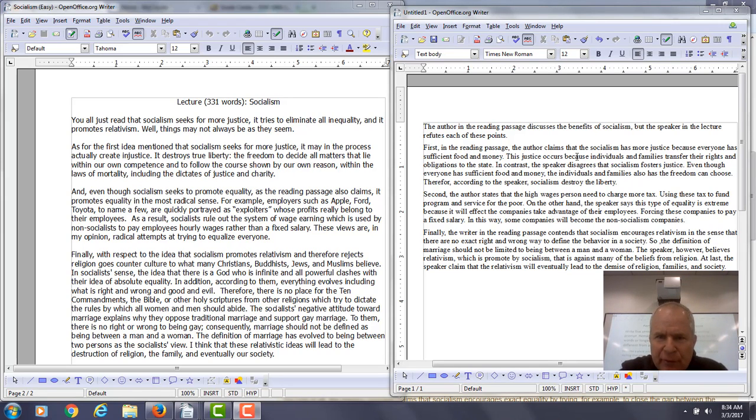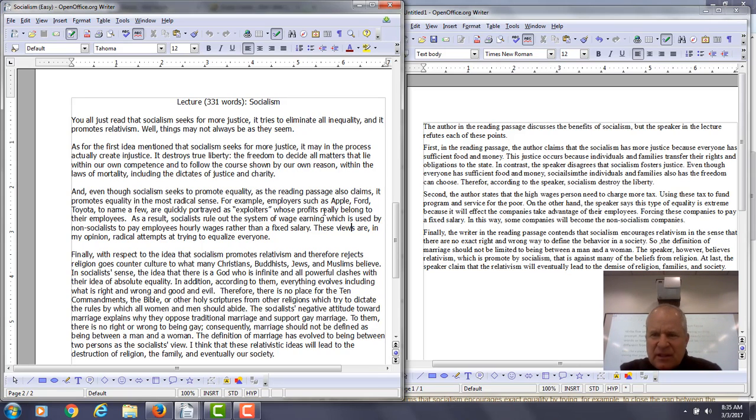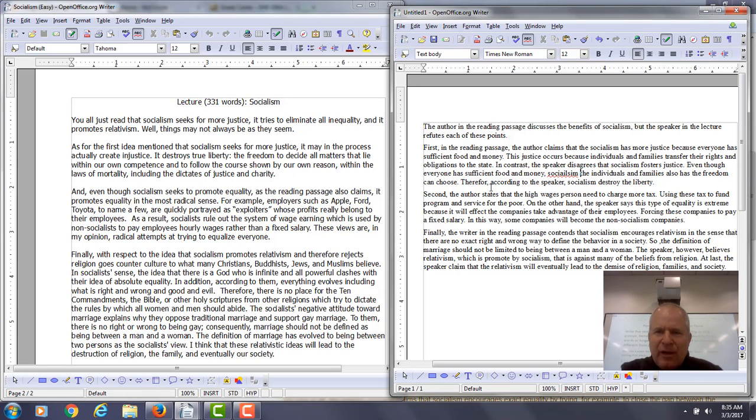Okay, let's keep going here. So you say, even though everyone has sufficient food and money, the individuals and families. If you look at what it's saying here in the lecture part, it's saying that it destroys true liberty, because the freedom to decide, it destroys the freedom to do all these things. So then for what you said, I'll probably say something like this. Let me see if we can figure this out. So you're not exactly getting what is being said in the lecture. That's part of the issue. So let's see if we can figure this out.